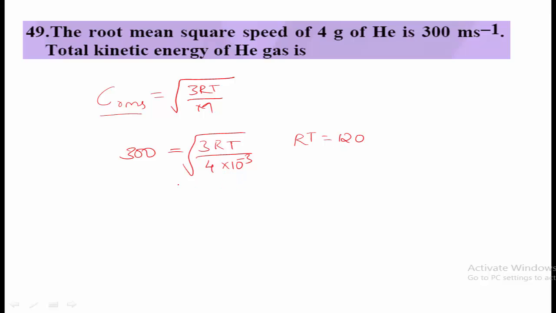Therefore total kinetic energy is equal to 3 by 2 nRT. This is the formula that we have. So 3 by 2 into 4 by 4 into 120 is equal to 180 joules. This is the correct answer.